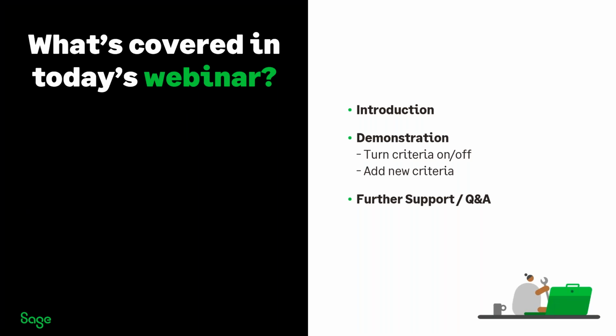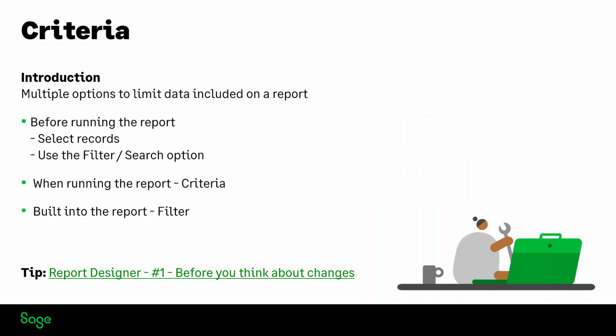Right, so let's get started then. So let's start with a little bit of an introduction to criteria. So the idea of criteria, and you've probably found yourself at some point where you've run a report and you've got too much information on there. So you're thinking, oh, it's included that and I don't really want that.